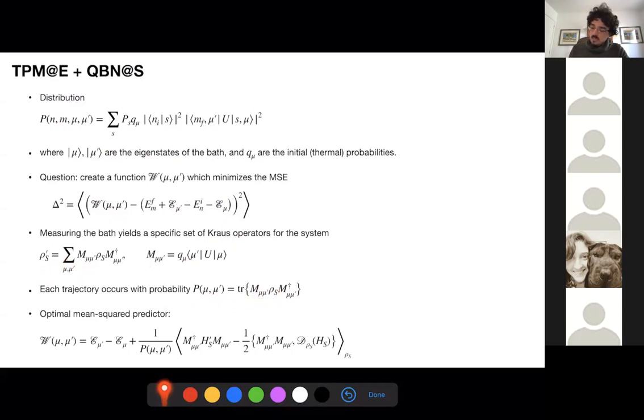And what we obtain is an explicit formula for the mean square prediction of work given heat. So essentially we have here a term which depends on the energies of the bath, and we have an expression which depends only on the Kraus operators of the process and the Hamiltonian of the system. And so this is the main result of our recent paper, which provides an explicit formula for the optimal mean square predictor to predict work given only heat.